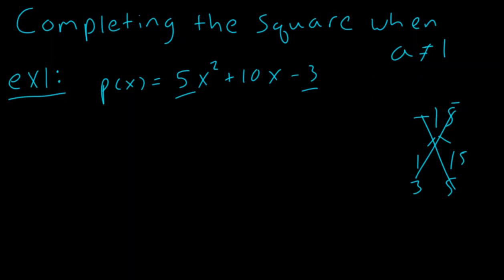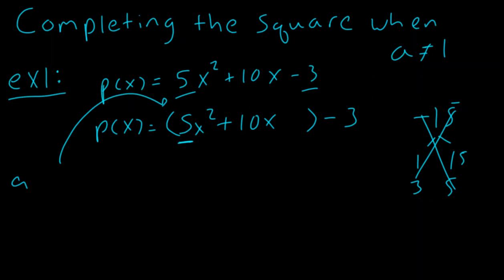We're going to do our normal thing. Say, you know what? P of x is equal to 5x squared plus 10x. And we're going to leave a little space here and put a little minus 3. Now the thing is though, we can't create a perfect square when we have an a term that is not equal to 1. Remember, that is always a problem when a doesn't equal 1. So the only major difference here is that we are going to factor out the greatest common factor.